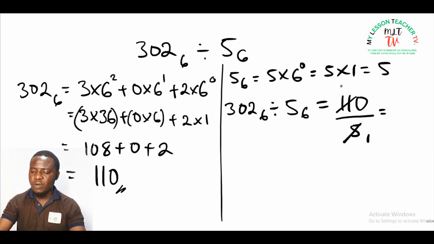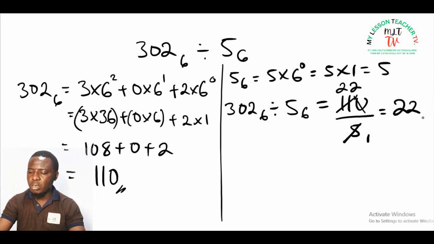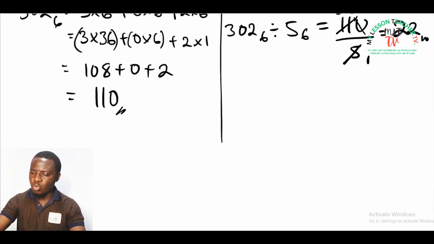5 into 11 is 2, remainder 1. 5 into 10 is 2. So 302 base 6 divided by 5 in base 6 is equivalent to 22 in base 10. Now you convert this from base 10 to base 6. That is 22 base 10 is equal to x in base 6.